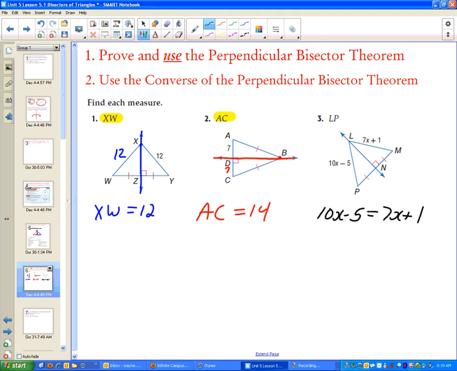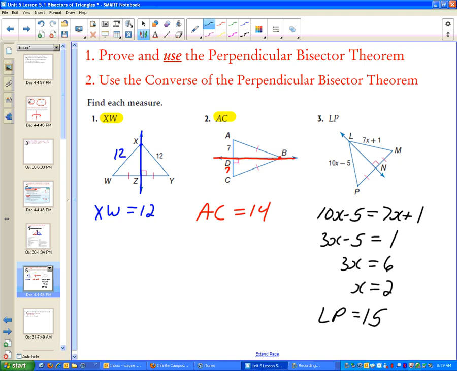So 10x minus 5 must equal 7x plus 1. Let's solve it for x. So we'd subtract 7x, get 3x minus 5 equals 1. Then we'll add 5, get 3x equals 6. So x equals 2. Now, LP is 10x minus 5. So 10 times 2 is 20, minus 5 is 15.